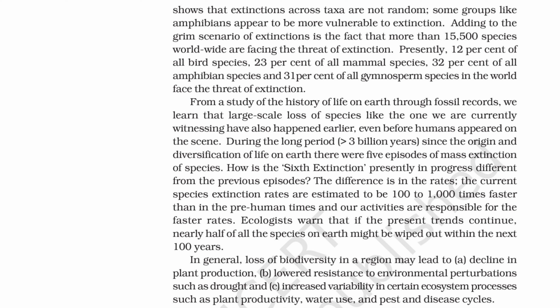The difference is in the rates. The current species extinction rates are estimated to be 100 to 1000 times faster than in the pre-human times, and human activities are responsible for the faster rates. Ecologists warn that if the present trends continue, nearly half of all the species on Earth might be wiped out within the next 100 years.